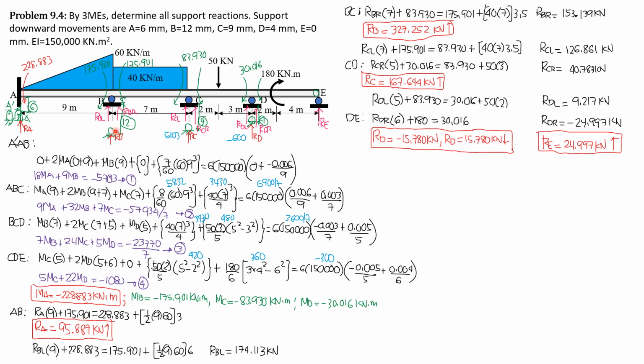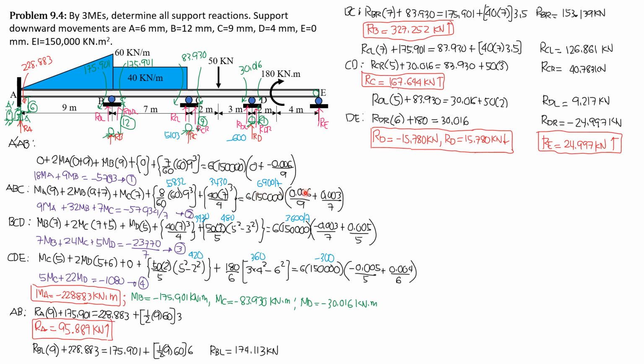The reference is the horizontal line through B, so A is above B by 6 mm, so positive 0.006 over LAB 9, plus C is also above the reference horizontal line through B by 3 mm, so positive 0.003 divided by LBC, which is 7.